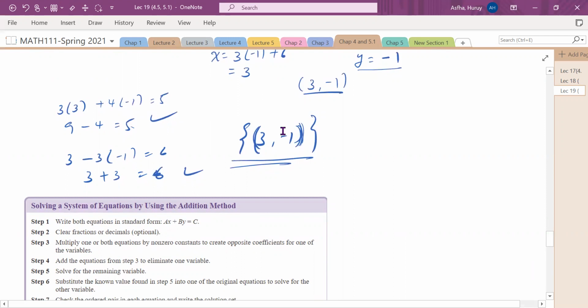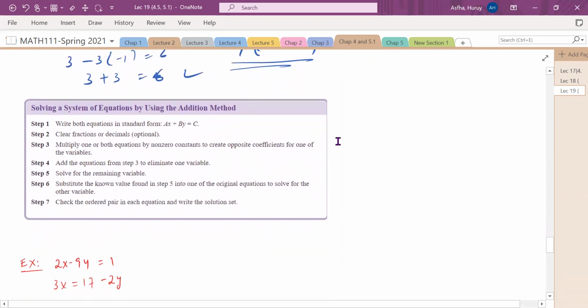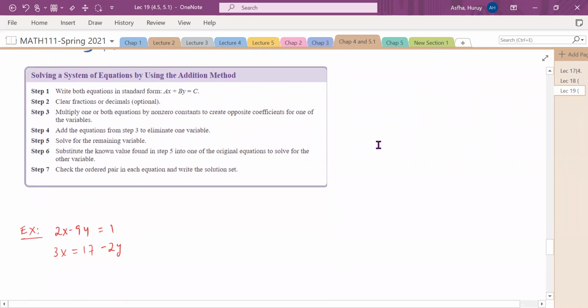And another way of solving a system of linear equations is the technique called the addition method. What we do in here is we add the two equations, and we get rid of one of the variables. But to do so, first thing that we need to do is we have to rewrite this one in standard form. The standard form of this is, we have 2x minus 9y equals 1.